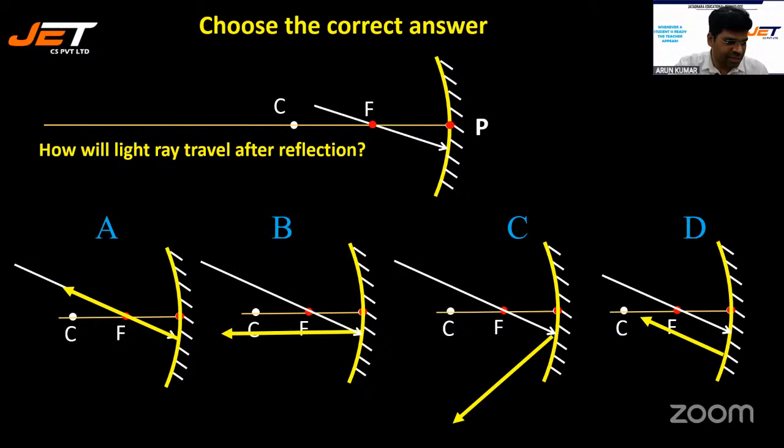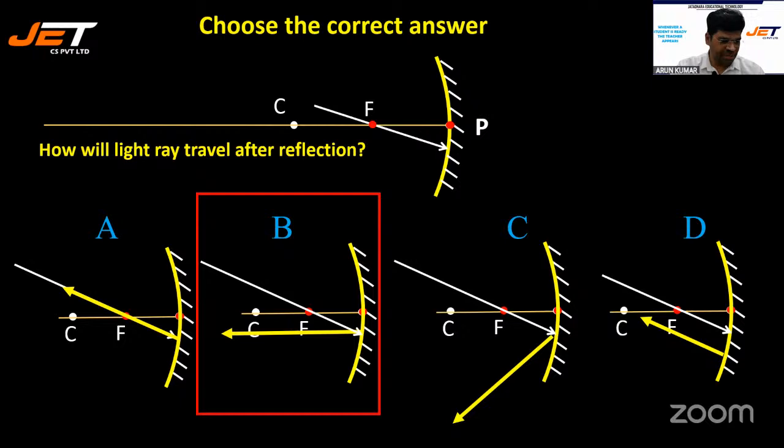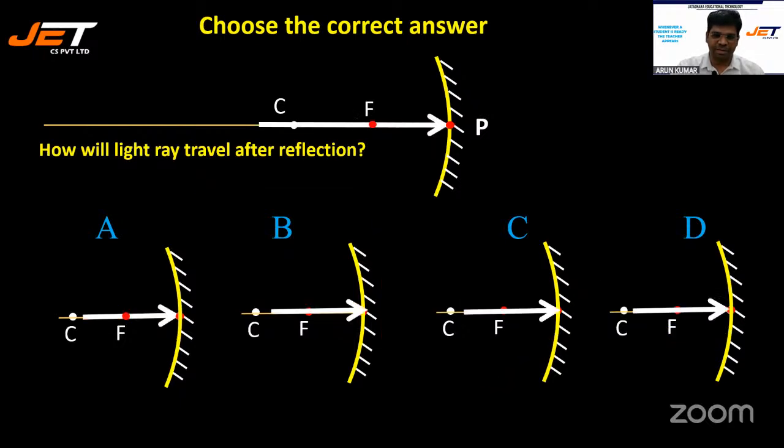Jyoti, think again, your answer was right before, you have changed your answer. Your previous answer was correct, now you're saying it wrong. It's B, it is absolutely right. All right, that's good. Let's go for the next one. Here a ray is passing through the principal axis, how will it go? Does it go like A, like B, like C or like D?